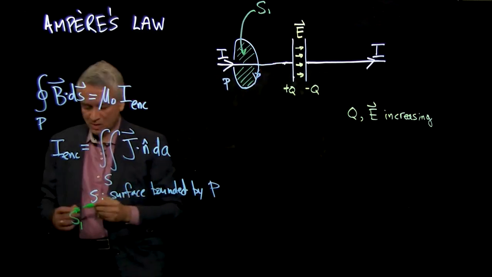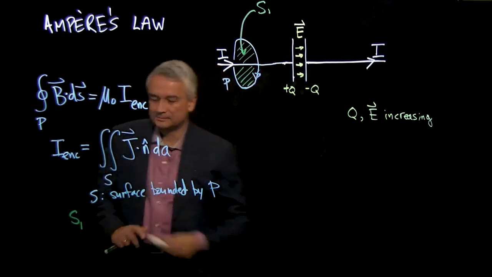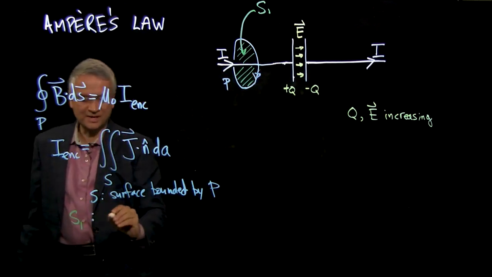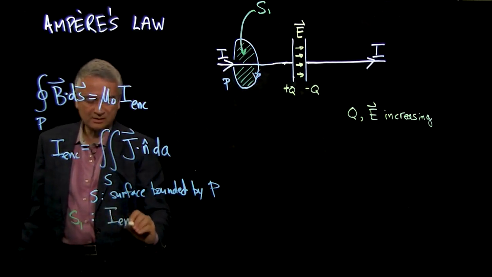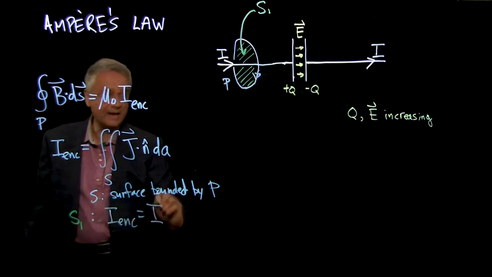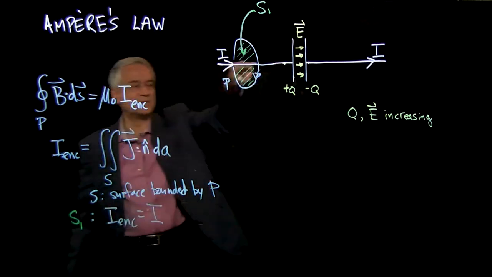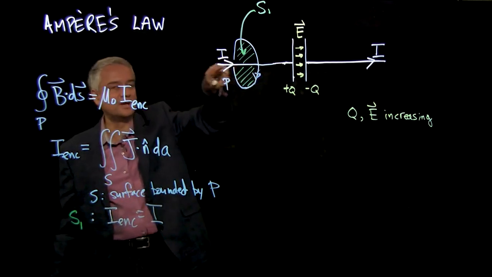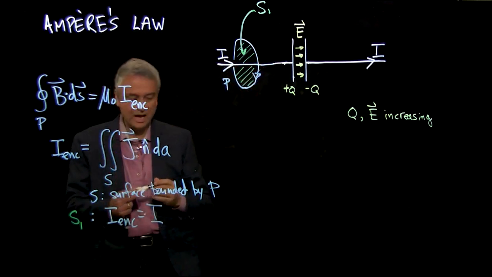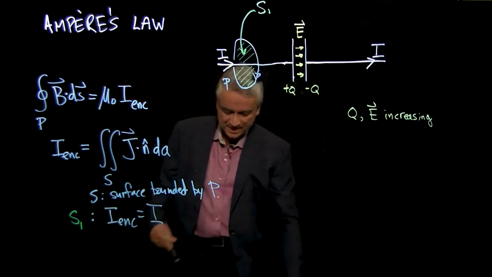If I choose the surface S1, then I enclosed is just I, the current carried by the wire, because where is there a current density flowing through this disk S1? It's where the wire is. So the I enclosed is just I.